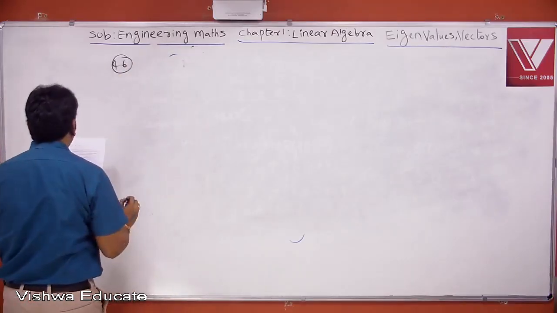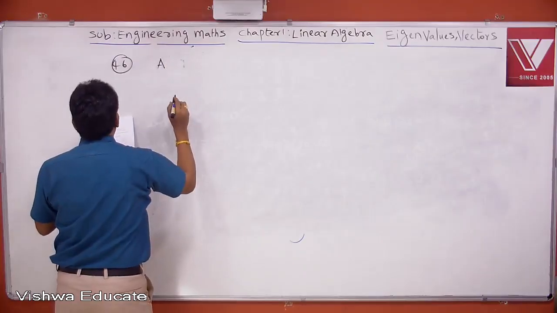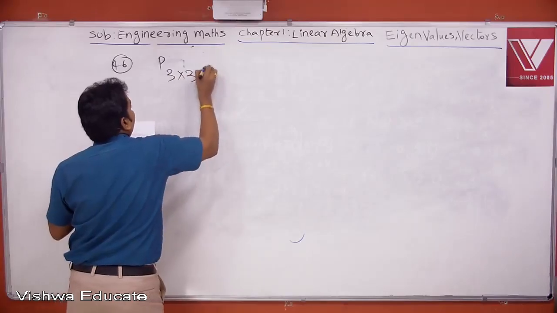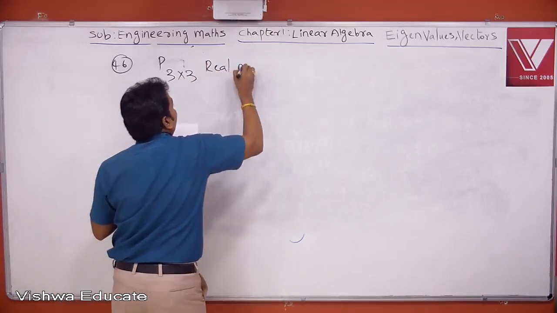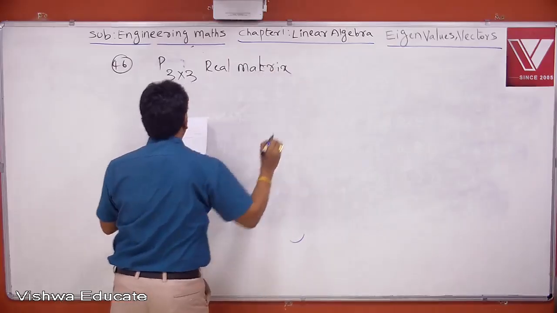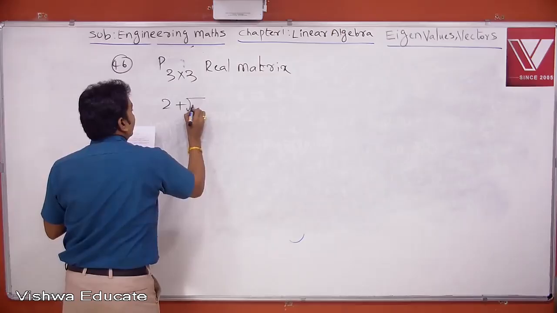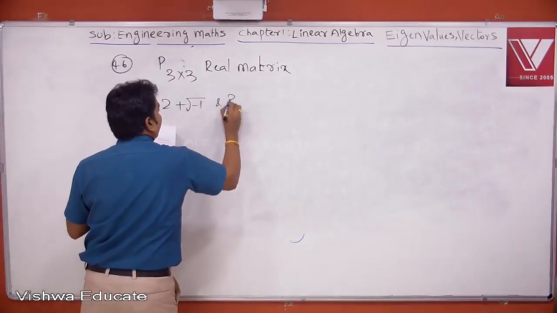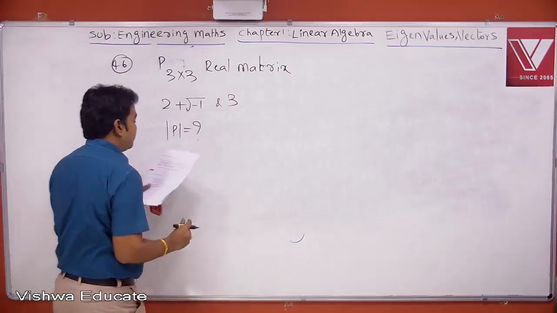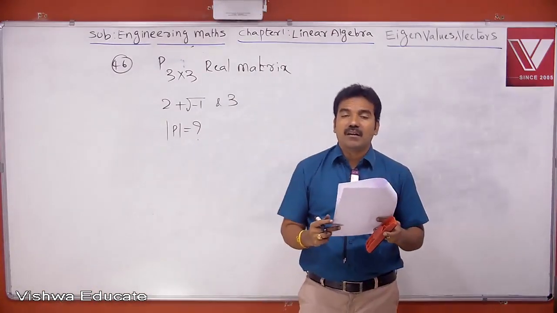Let P be a 3 by 3 real matrix. Two of its eigenvalues are given: one eigenvalue is 2 plus square root of minus 1, and another is 3. They were asking for det P, the determinant of P. So what is the matrix? P is a 3 by 3 real matrix.